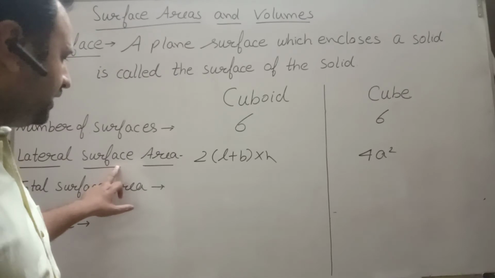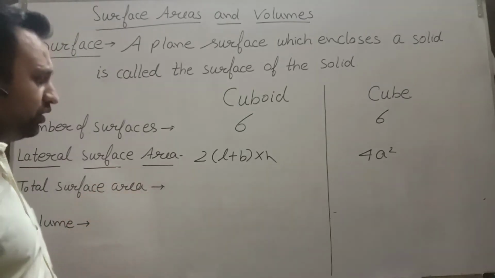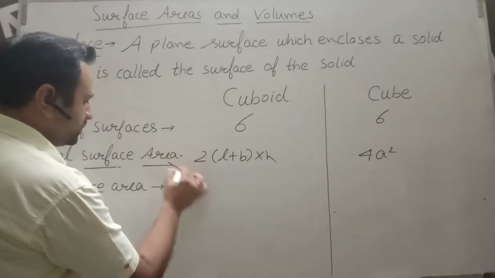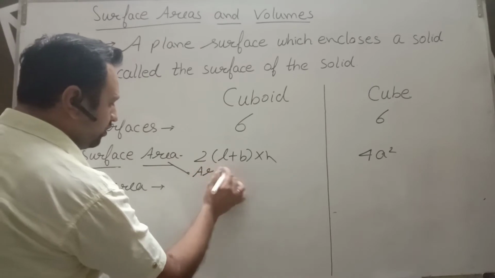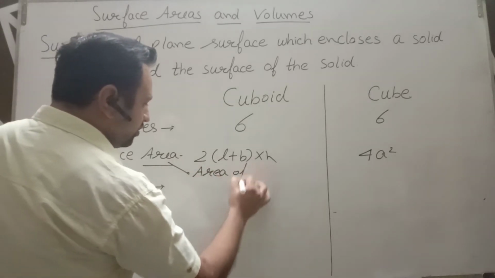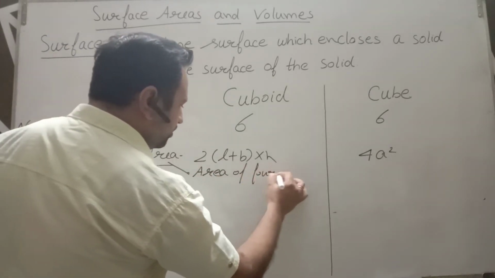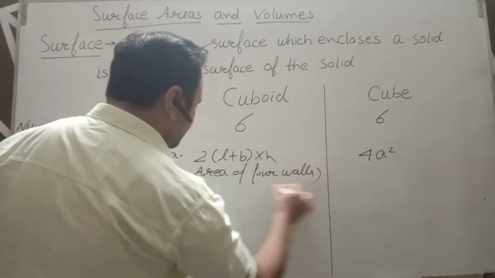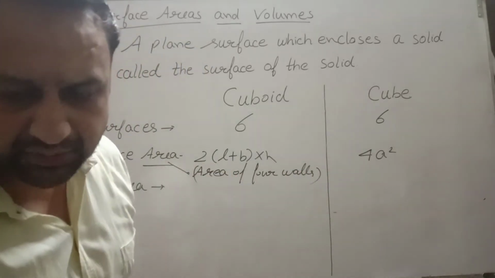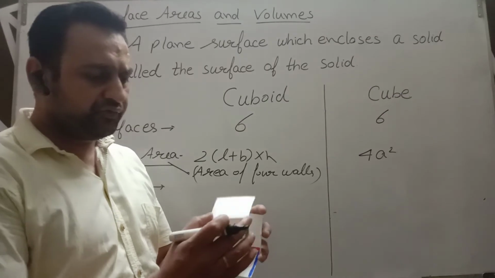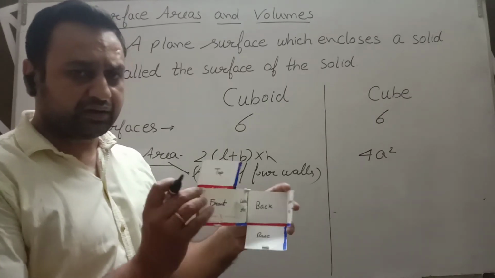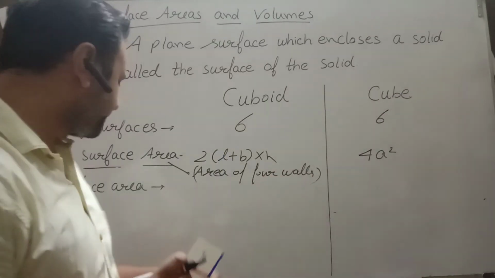Lateral surface area is also called area of four walls, because we discuss their four surfaces, which make the walls of the cuboid.